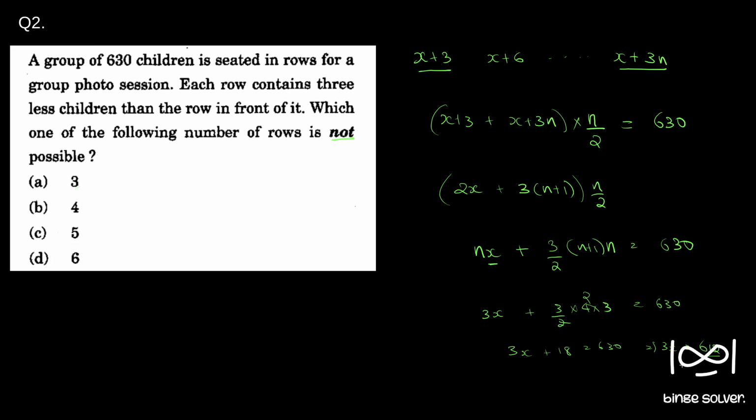As you can see, this number is divisible by 3 and x is a whole number. So we can say 3 is divisible. Similarly, we can check for 4, 5 and 6 and see whether it gives a whole number. This is also one method. This is a general method.